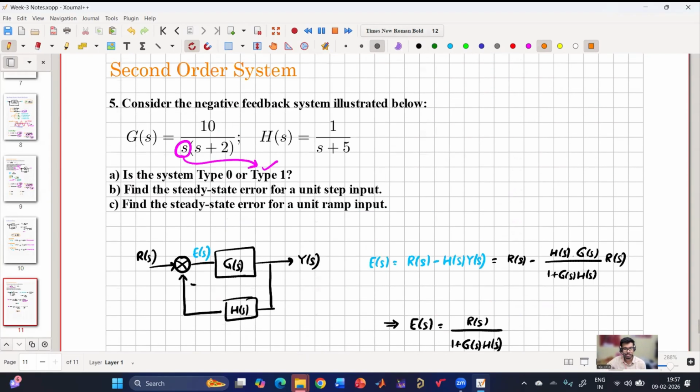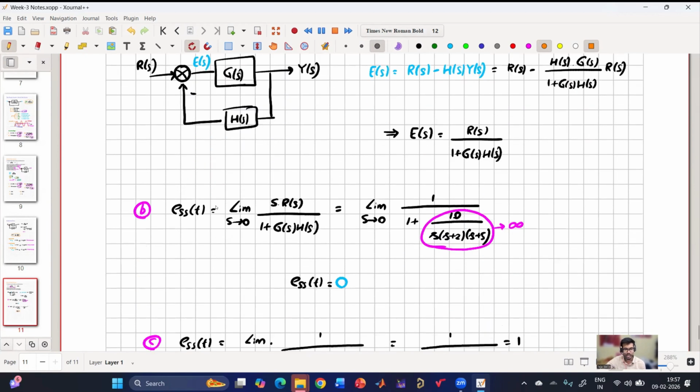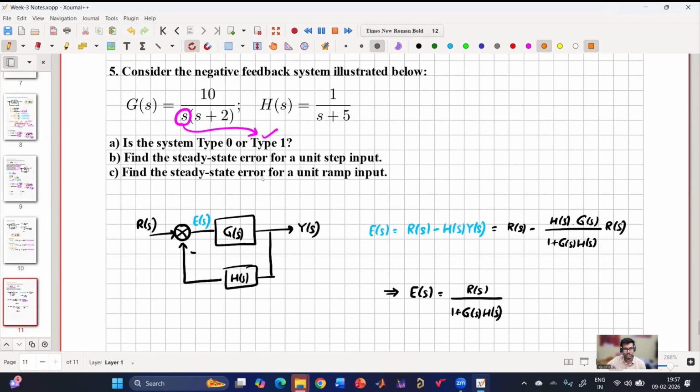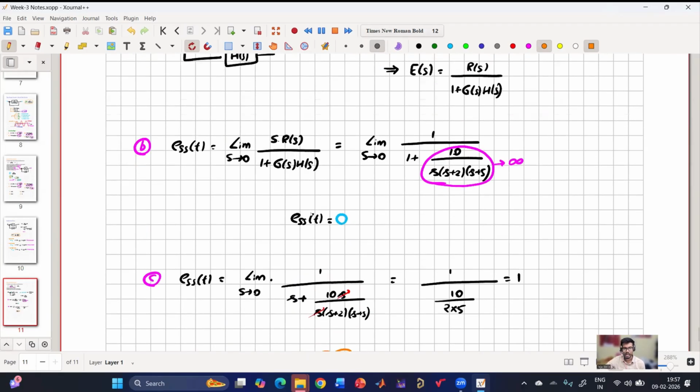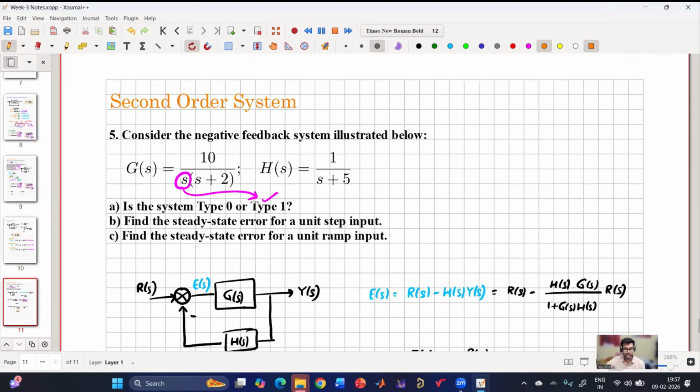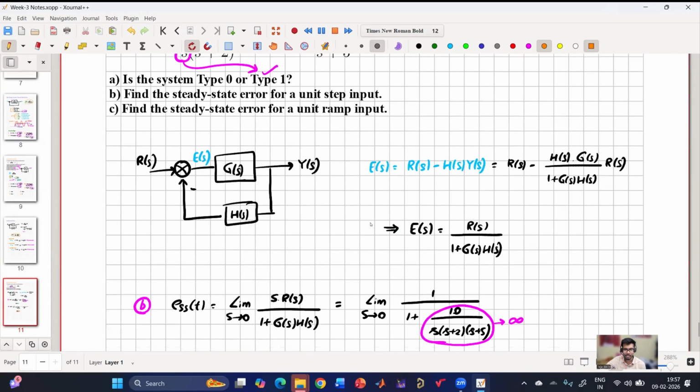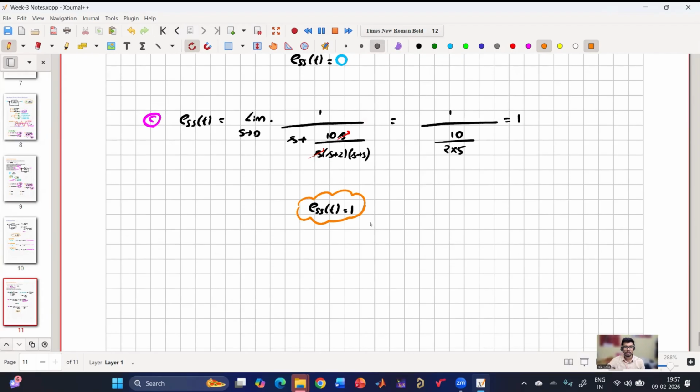So steady state error means we have to calculate E of S and then use the final value theorem, which is E steady state of t is limit s tends to 0 s into E of S. If my R of S is unit step, then it is 1 by s, else it will be 1 by s square. So depending upon the input, my error will change, and depending upon the type of the system. Type is defined by the forward path, how many poles are at the origin. Here there is one pole, so it is type 1. Any doubts until this point?